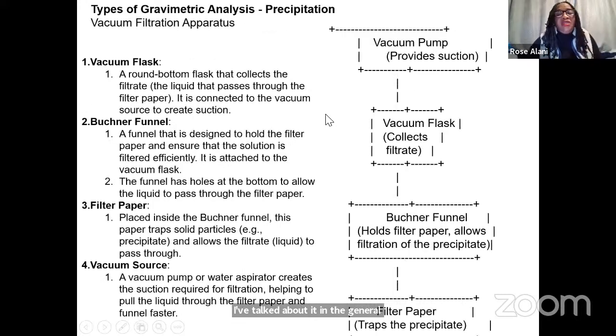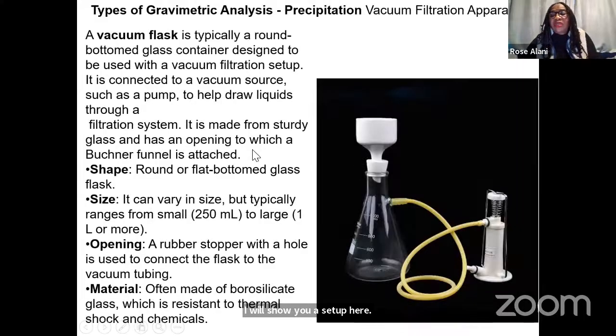So we paid attention to this. And then I talked about using effectively, if you're doing your filtration, to get a proper filtration, it's best to use the vacuum pump, using the Buckner funnel, vacuum flask, and filter paper, and then with a vacuum source. I will show you a setup here that explains all what you see on this slide to make it easier. So you can see this setup here.